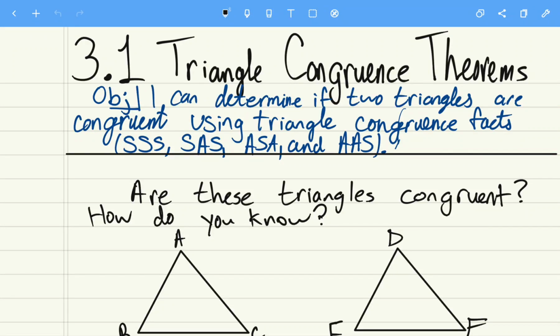Hello, this is Miss Goodwin, and today we are covering Objective 3.1, Triangle Congruence Theorems. So the objective for today is that we can determine if two triangles are in fact congruent using triangle congruence theorems, including side, side, side, side, angle, side, angle, and angle, angle, side. So we're looking at whether we could tell two triangles are congruent based on the information we are given.